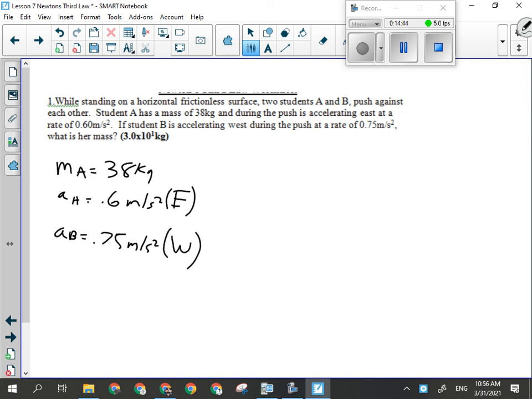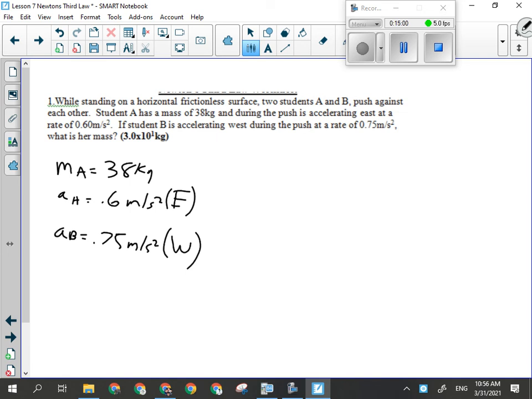Okay, so we have to find the mass of student B. Is she heavier or lighter than A? She's lighter. Her acceleration is greater, so she must have less mass. So at least now we have some way we can somewhat verify our answer.